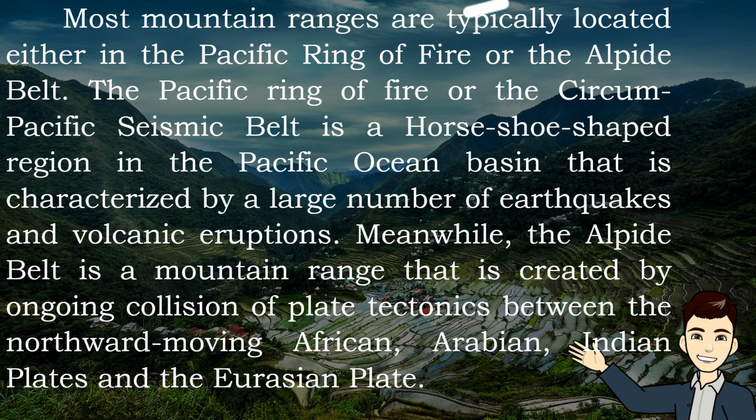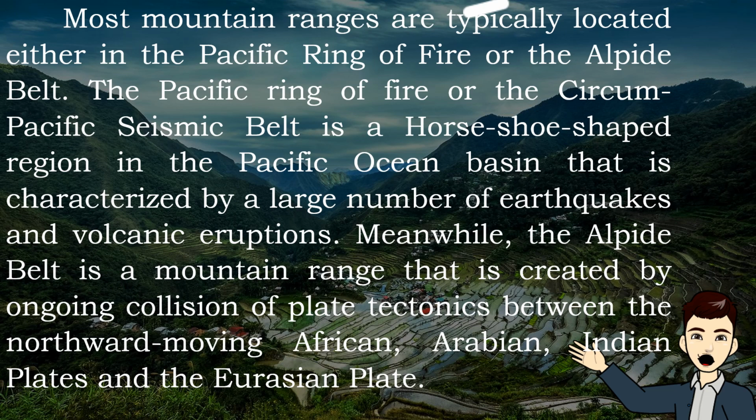Most mountain ranges are typically located either in the Pacific Ring of Fire or the Alpine Belt. The Pacific Ring of Fire, or the Circum-Pacific Seismic Belt, is a horseshoe-shaped region in the Pacific Ocean basin that is characterized by a large number of earthquakes and volcanic eruptions. Meanwhile, the Alpine Belt is a mountain range that is created by the ongoing collision of plate tectonics between the northward moving African, Arabian, and Indian plates and the Eurasian plate.